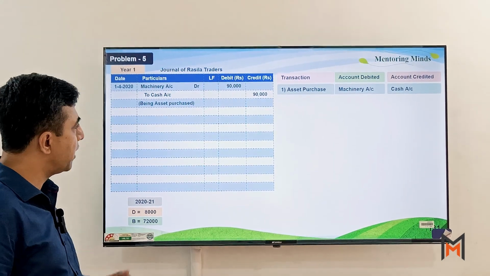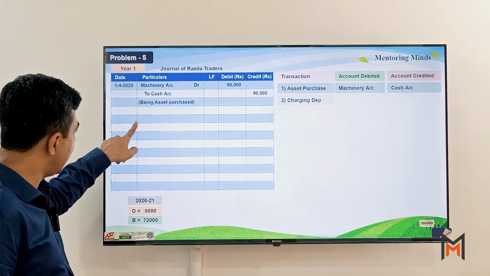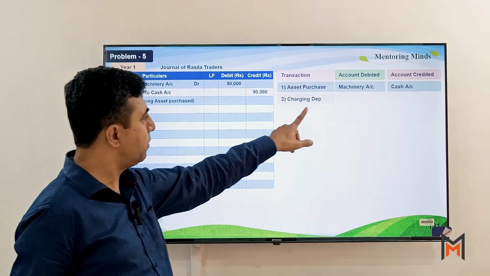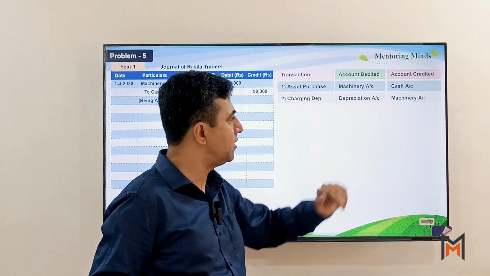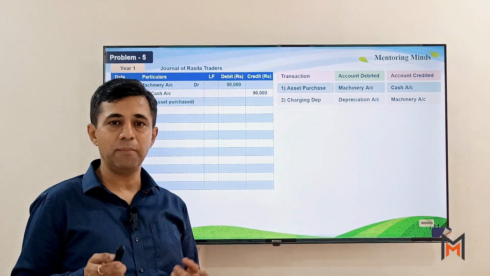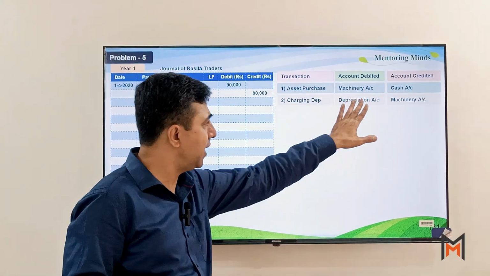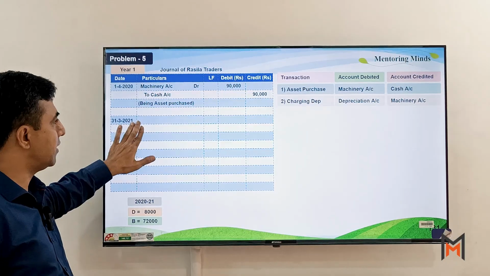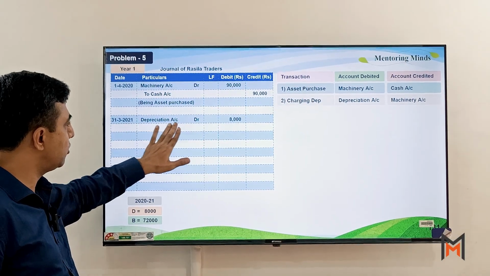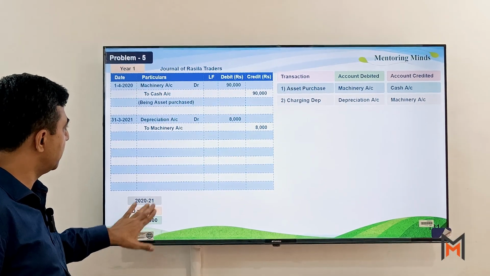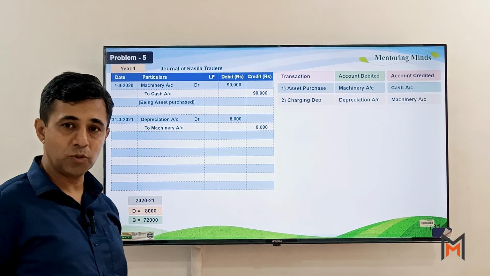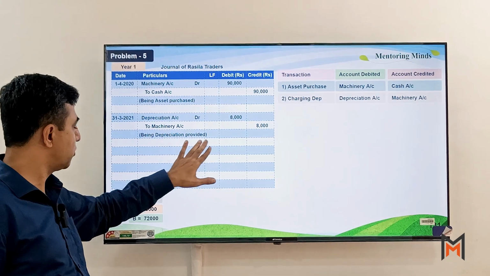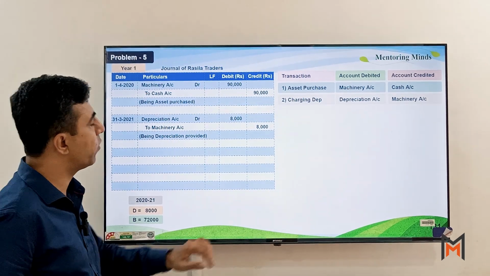Now throughout the year we are going to utilize the asset and at the end of the year we are going to charge depreciation. So depreciation की journal entry is depreciation on machinery. So depreciation is a loss. The same working जो हमारे दिमाग में चल रही है, same we are going to place it here. So entry is depreciation account debit 8,000 to machinery. And last one, transfer entry. We also write narration being depreciation provided.